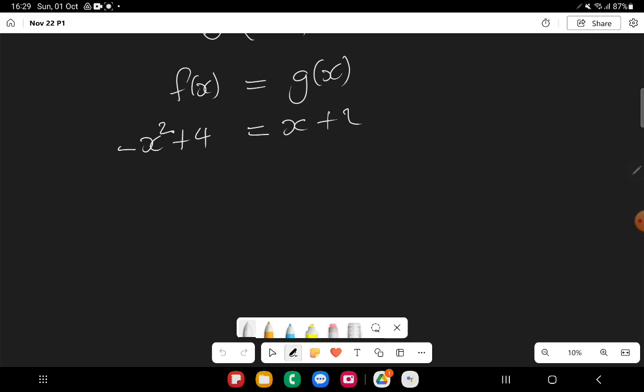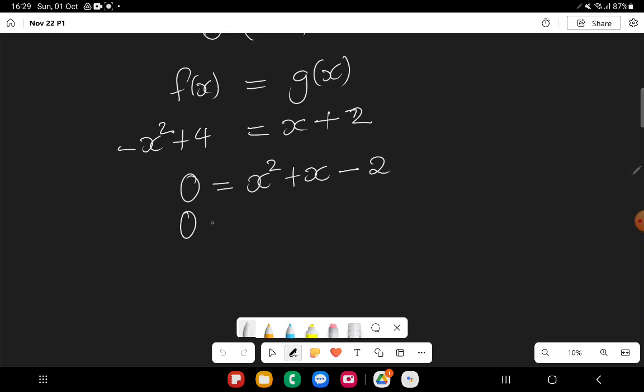Now, in light of the fact that I have a squared x, I am going to aim to put everything on one side. Okay, so I'm going to move everything over. Let's take everything to the right. So I'm going to say 0 is equal to x squared plus x. 2 minus 4 is minus 2.